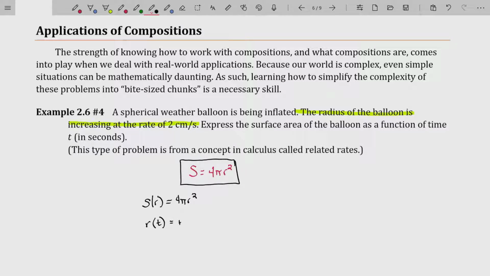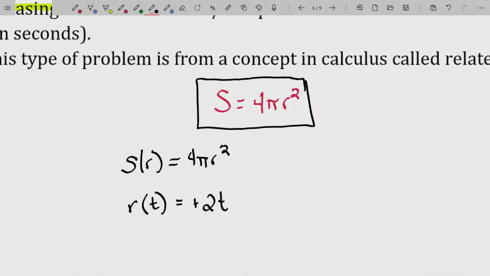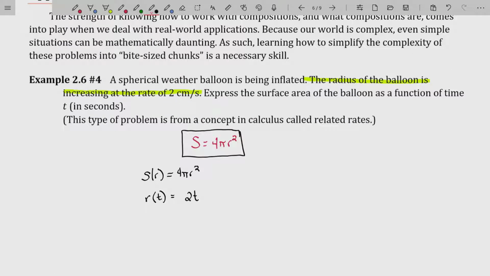So the radius at any given time is just 2 times the number of seconds that have passed. At time 0, this is kind of important to note, the radius of the balloon would be 0 because you haven't started inflating it. But at time 1 second, it would be 2 centimeters in radius because you're inflating it that quickly. I put the plus there because it's increasing, but there's no real reason to write that plus there, so I'm going to erase it. So notice we have two functions operating here.